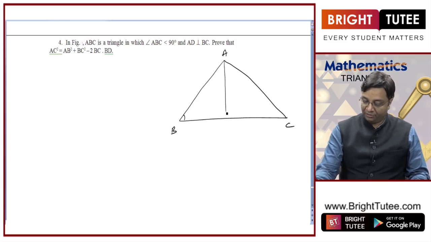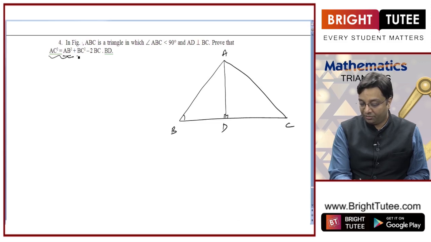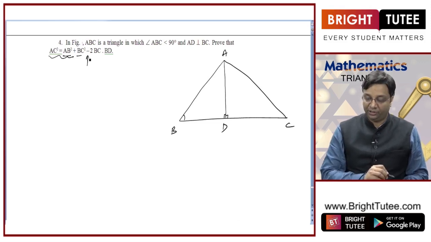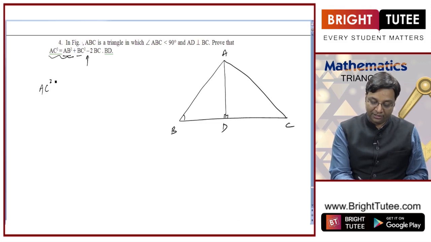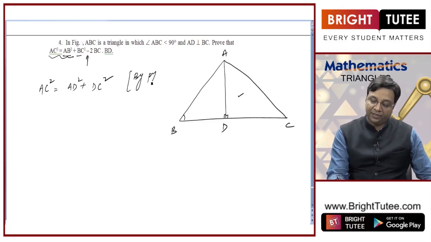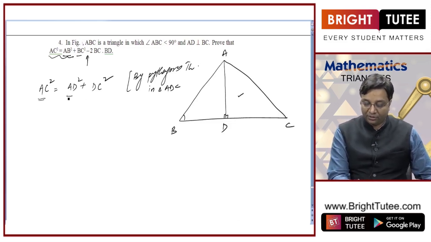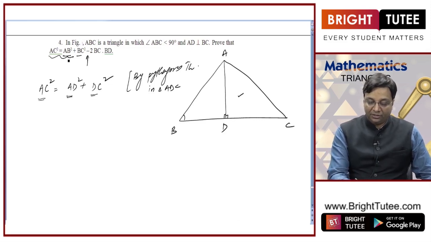ABC, where this is an acute angle, and I have dropped a perpendicular AD here. Okay. Now here I need to prove AC square is equal to AB square plus BC square minus twice of BC into BD. So let me check what is AC square in this right angle triangle. It is equal to AD square plus DC square, right? What I have done here is I have just applied Pythagoras theorem in triangle ADC. Alright.